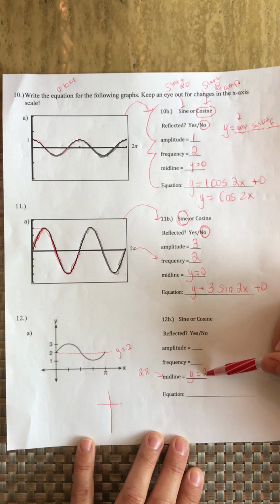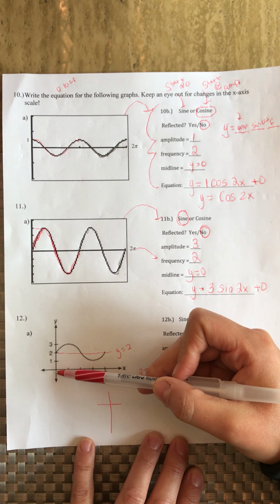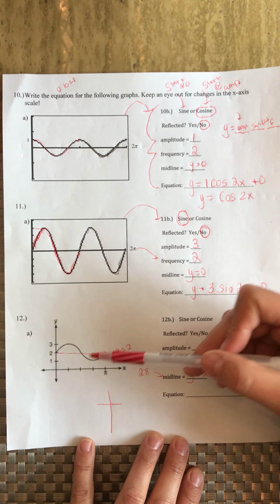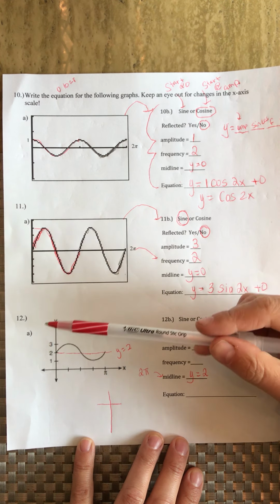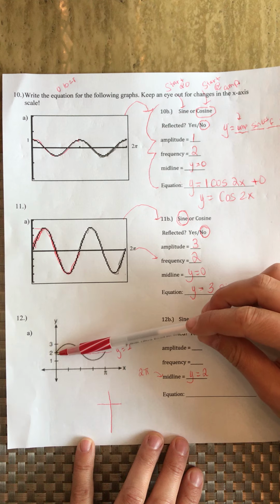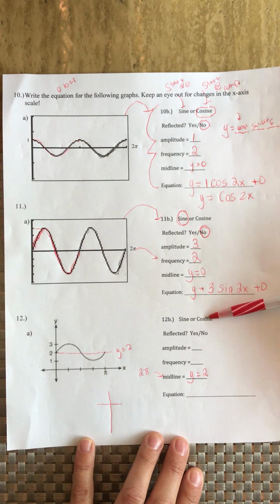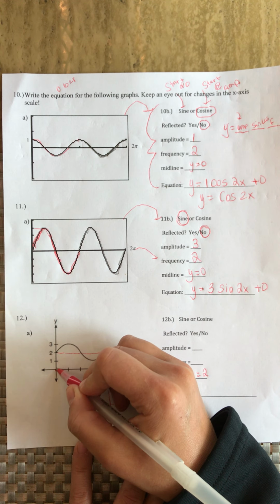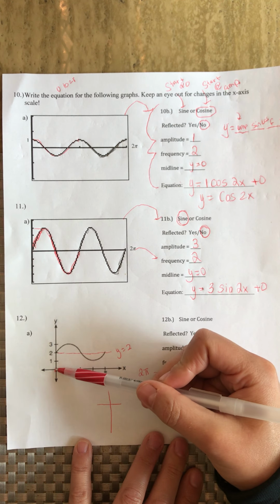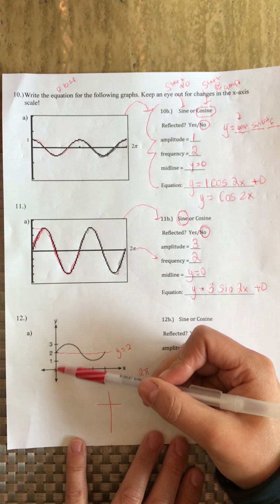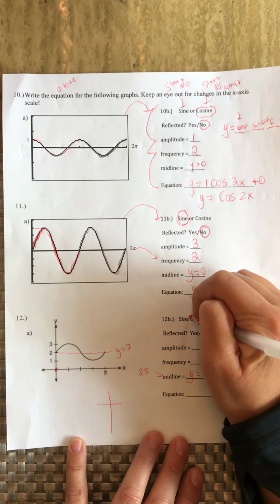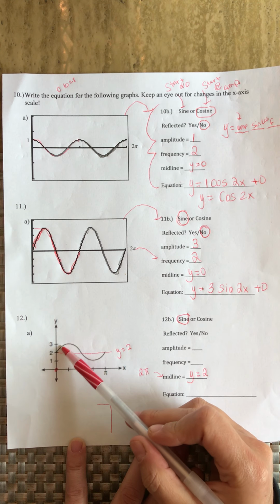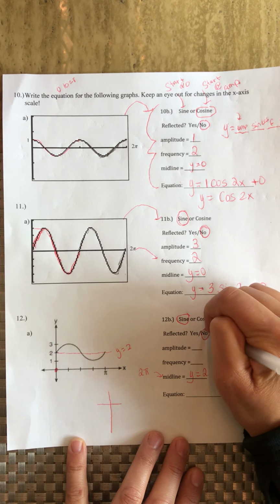That means that this whole thing was shifted 2 units up. Every point was shifted 2 units up, okay? So a lot of kids want to say, oh, this is starting at 2, so it's cosine because it's starting at the amplitude. Well, it actually really started at this right here, 0, and it was shifted 2 units up. So this is actually sine. Was it reflected? No, it's moving upward, so no.